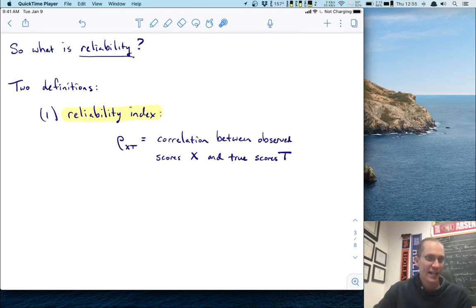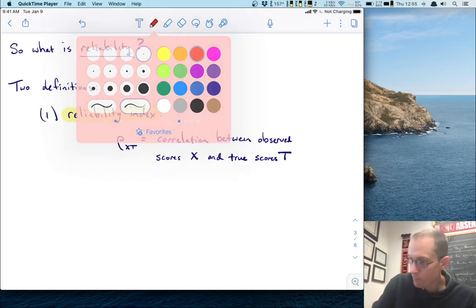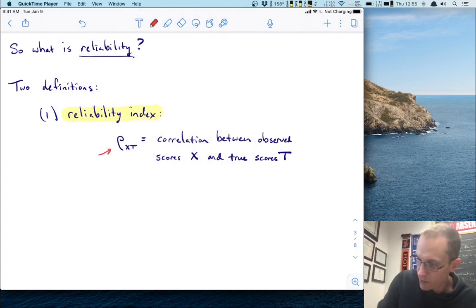And the notation I need to introduce to you very quickly, it's this little symbol right here. It might look like a P to you. Turns out it's not a P, okay? It is a rho. It's a Greek letter rho. I'll just write that in real quick. R-H-O. And rho is the Greek letter for R.